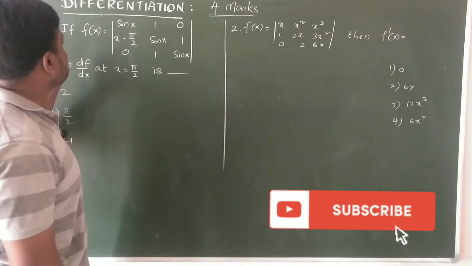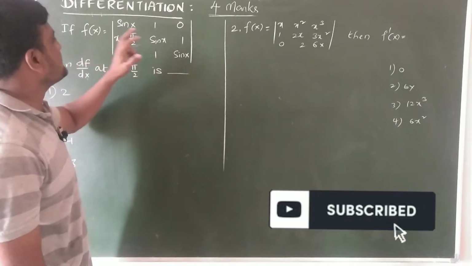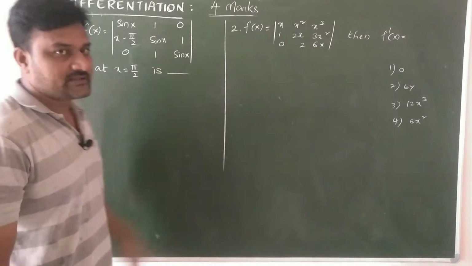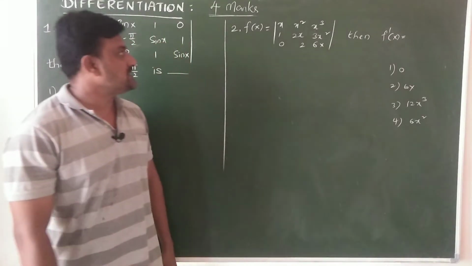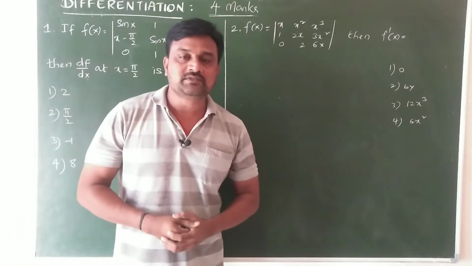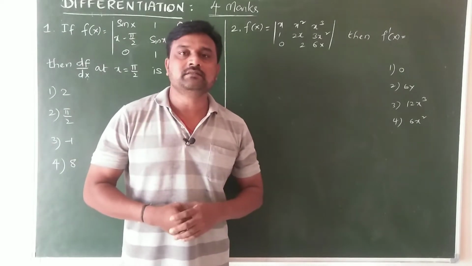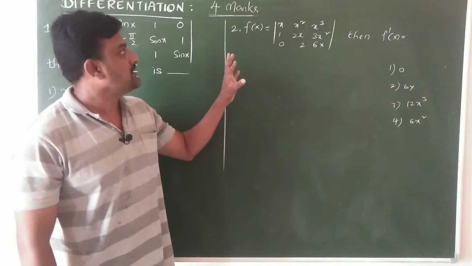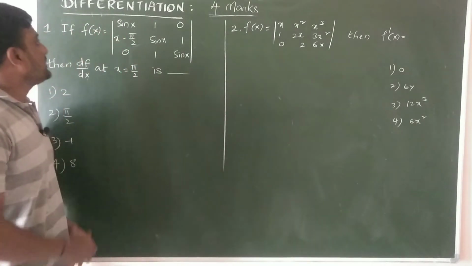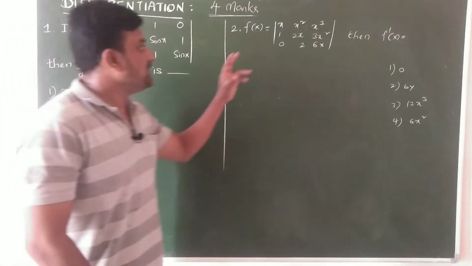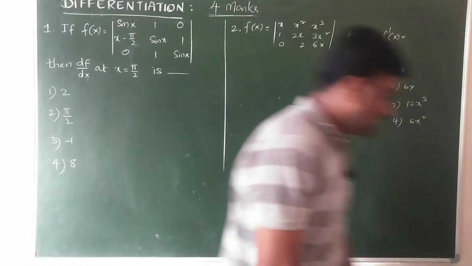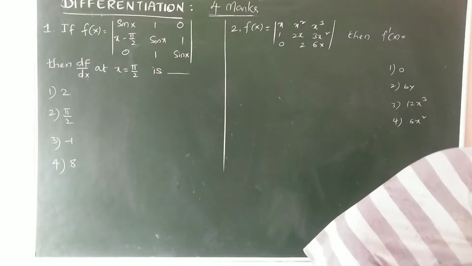If f of x equals the determinant of sin x, 1, 0; x minus pi by 2, sin x, 1; 0, 1, sin x. Here we are discussing problems on determinants of a matrix, so we have to take the differentiation of determinants. Okay, let us discuss the formula first.